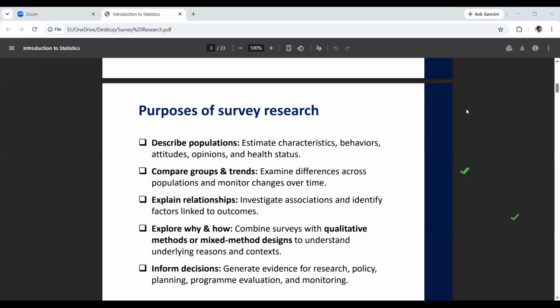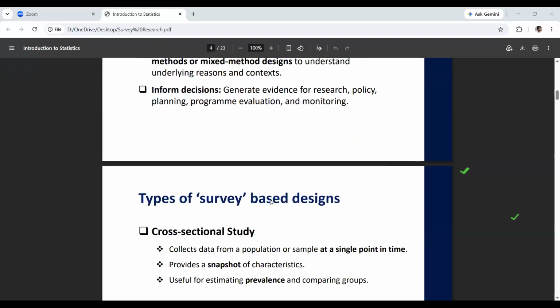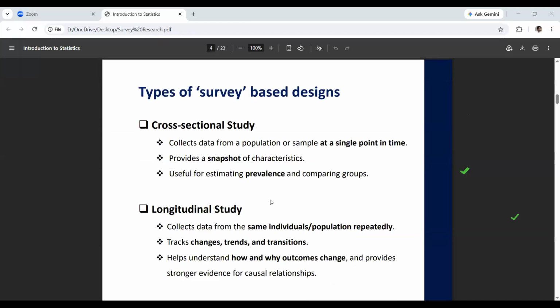And further, we also use survey data to generate evidence for research, policy, planning, program evaluation, and monitoring. NFHS data has been widely used for program evaluation related to public health, like Mission Indradhanush, Swachh Bharat Abhiyan, Mission Parivar Vikas. Lots of programs are there which are evaluated using NFHS data. You can also evaluate whether the liquor ban has been successful in Bihar or not using NFHS data. So surveys are based on design. Surveys are of different types.